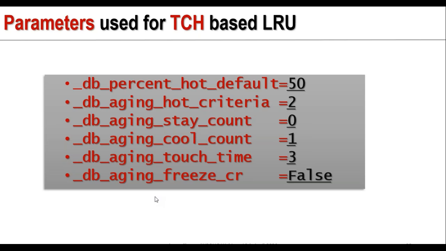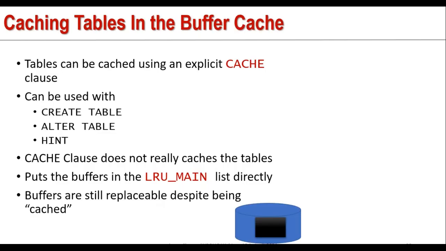The buffer will be incremented with the touch counter after the 3-second timeout. And the CR copies of the buffers are not actually frozen in the buffer cache, which means the CR copies are immediately flushed out as soon as the work done over the particular buffer is committed. So the aging freeze CR is set to false by default. You do not need to have the buffers available as CR copies in the buffer cache. Now, these structures make it easier for you to manage your buffer cache.